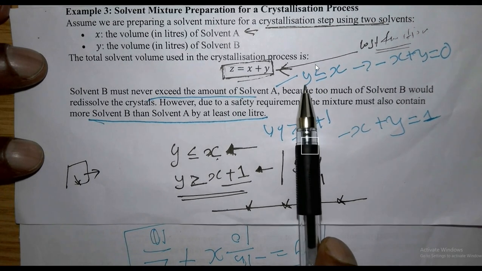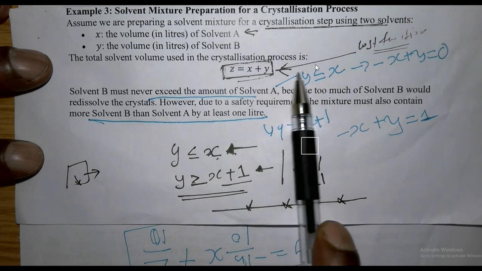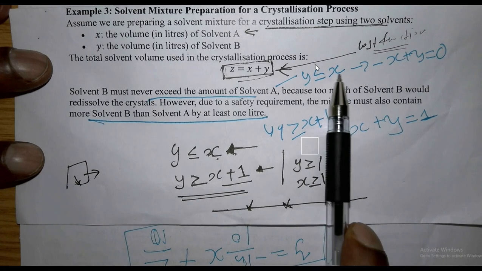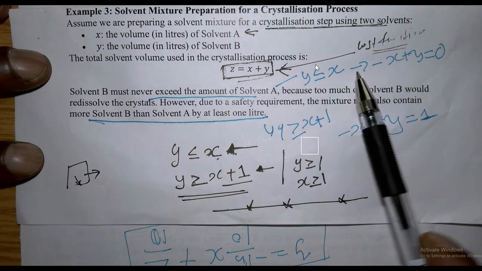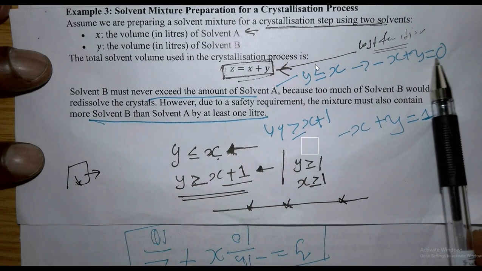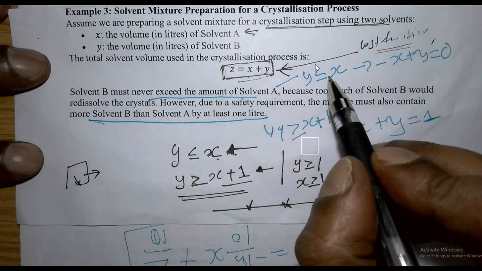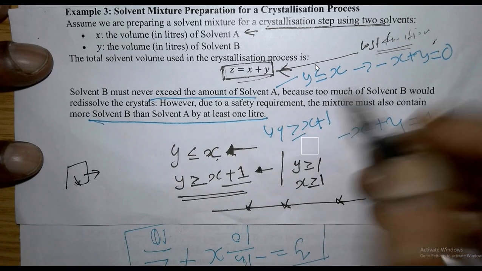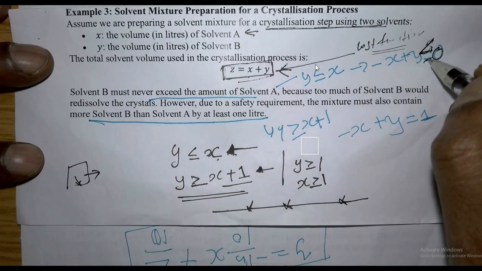So Y cannot exceed X. So the liters of B cannot exceed the liters of A. So that's the meaning of that. Y should be less than or equal to X. So you can write this in the form of minus X plus Y is less than or equal to 0. You take the X to this side, so minus X plus Y is less than or equal to 0. So that makes one constraint.